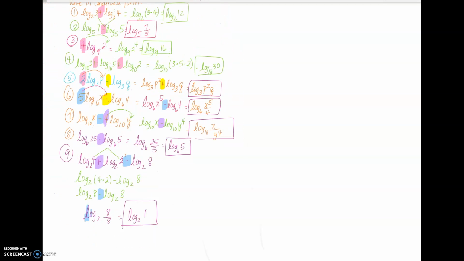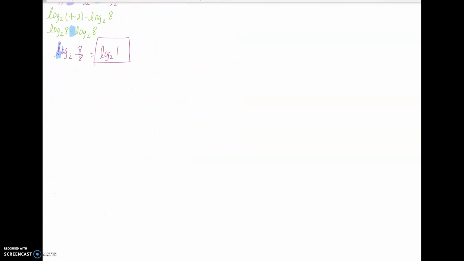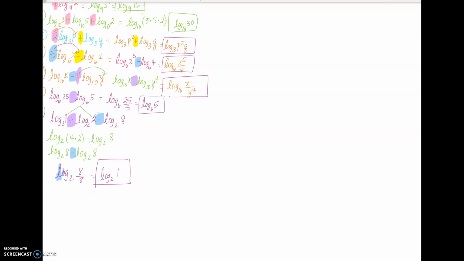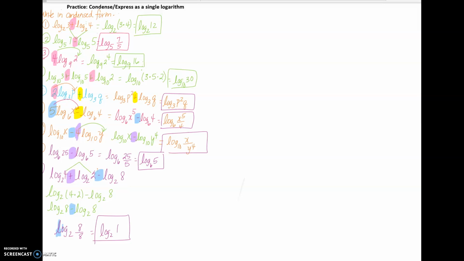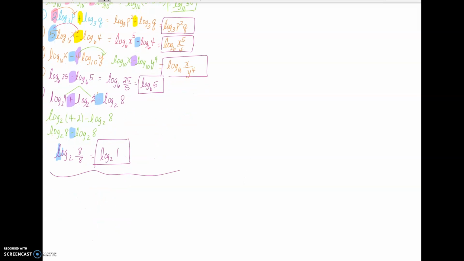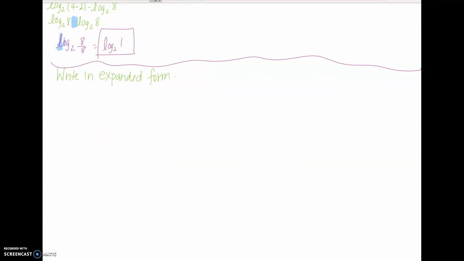Okay, so you've probably filled up this whole sheet of paper, so either go to the back or a piece of notebook paper. Before, they were expanded and we condensed. Now we're going to do the opposite and write in expanded form. We have 6 of these.